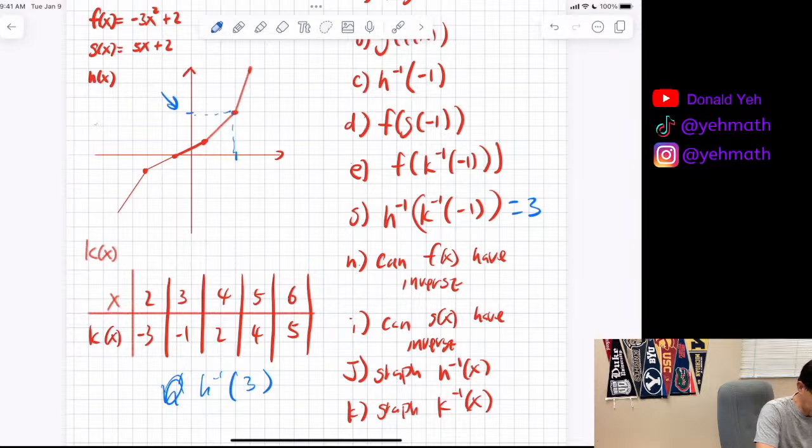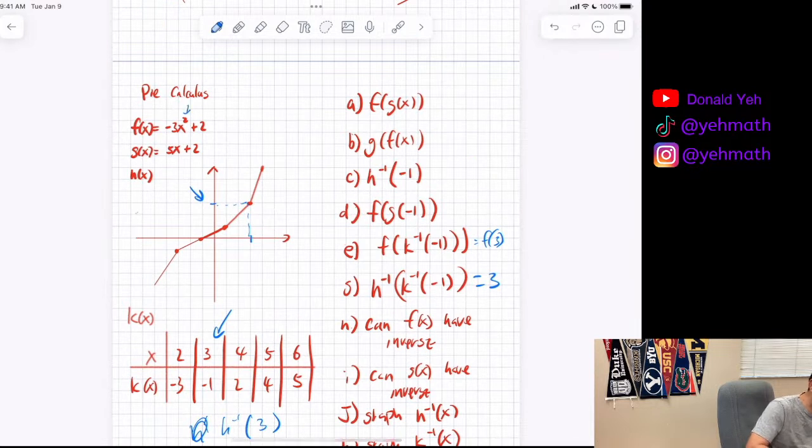E, okay, so it's the same thing. K inverse of -1. Well, I keep on asking -1. I should ask something else. This is going to be 3. So that is going to be equal to f of 3. F of 3, you're going to plug in 3. So that's going to be -3 times 3 squared plus 2. Now remember, 3 squared happens first, not -3 times 3. So this is going to be -3 times 9 plus 2. And that's -27 plus 2. That's equal to -25. So -25.